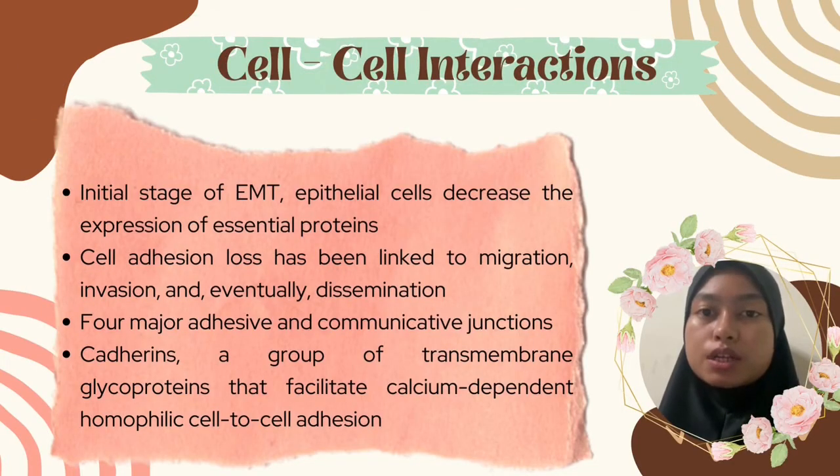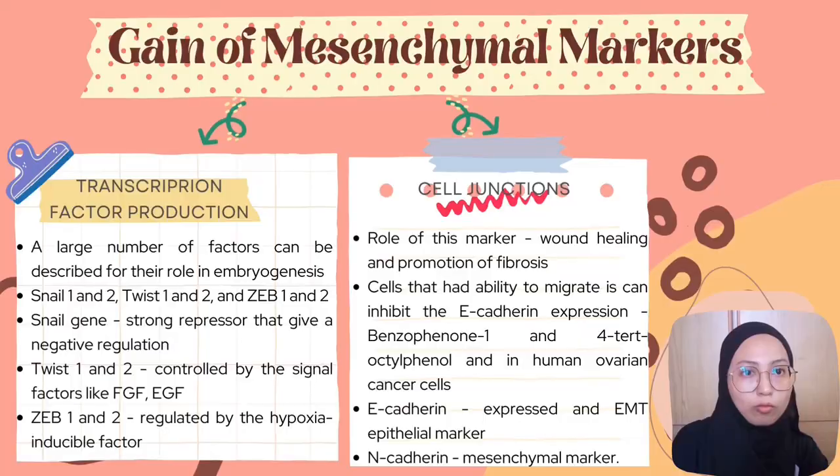Next is cell-cell interaction. During the initial stage of EMT, epithelial cells decrease the expression of essential proteins involved in homeostasis, particularly those involved in cell-cell interaction and ECM-cell exchanges. Furthermore, the cell adhesion loss has been linked to migration, invasion, and eventually dissemination inside the body. The four major adhesive and communicative junctions, AJs, tight junctions, TJs, gap junctions, GJs, and the desmosomes, all diminish in such situations. For the gain, mesenchymal markers include transcription factor production and cell function.